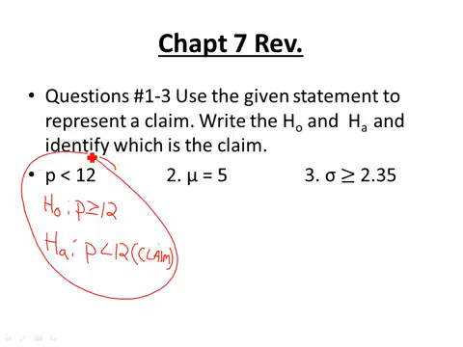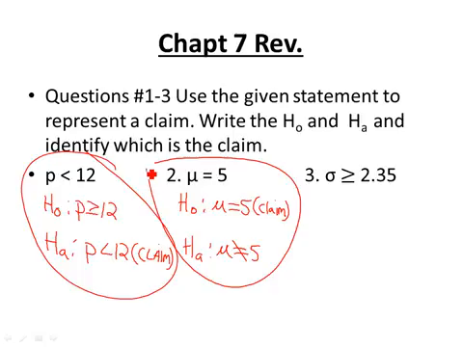H0, HA, and make sure you tell which one's the claim. Number two, our H0 and our HA. That's going to be your H0 this time, so mu equals 5. That's the original claim, so you write that down. Your HA is the opposite of that, or the complement of that. So mu does not equal 5. That's all they want on that one.